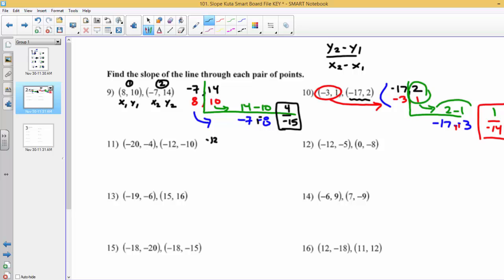In 11, -12, -10 is your second point. -24, -4 is your first point. Subtract the y's, -10 minus -4. Whenever you have a minus negative, you slash and dash. Subtract the x's on the bottom, -12 minus -24. Whenever you have a negative, you slash and dash. So your result is -6 over 8. This is reducible, and that is -3/4.